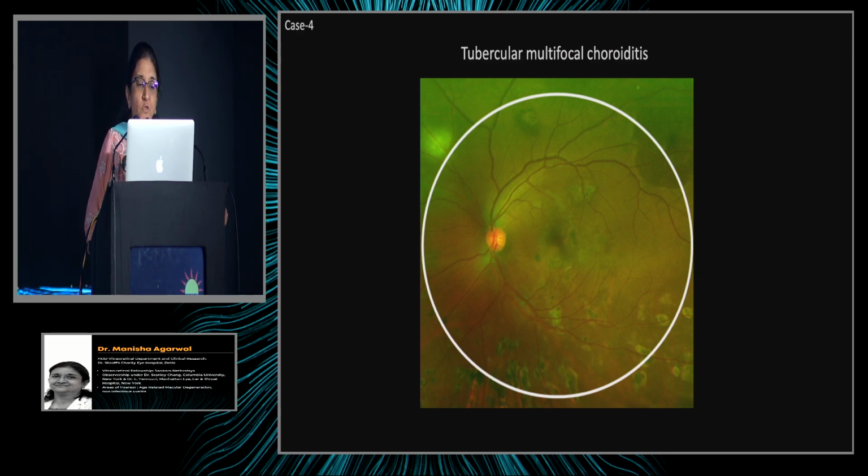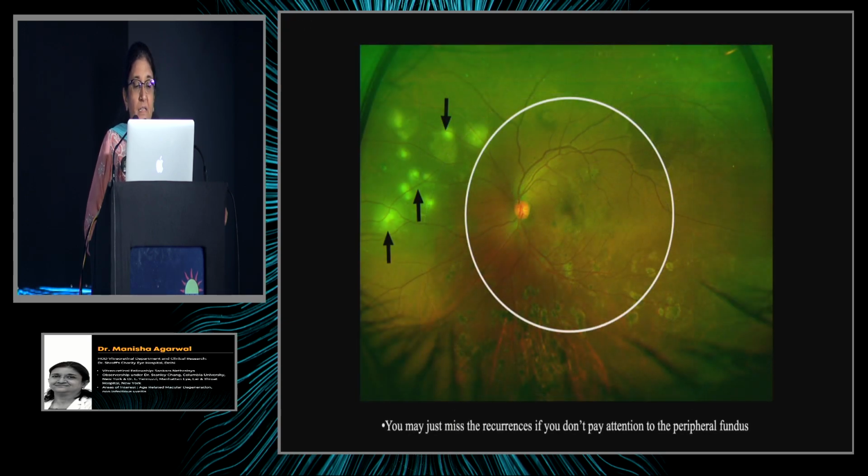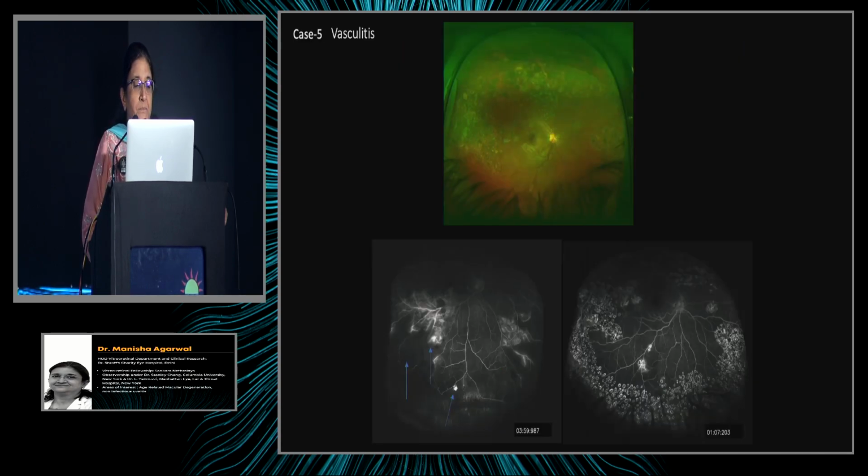This is a patient of tubercular multifocal choroiditis, and again, if you see the usual conventional imaging, 55 to 70 degrees, everything appears to be quite healed, and the patient seems to be doing well, till finally you pick up these active peripheral patches, which we would have missed if we had not done ultra-wide field imaging.